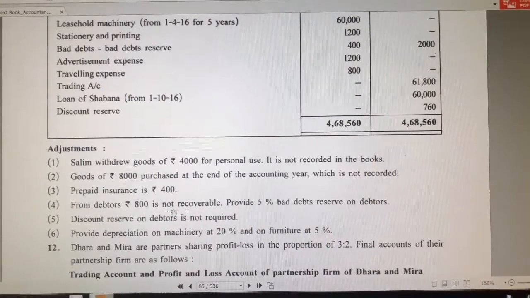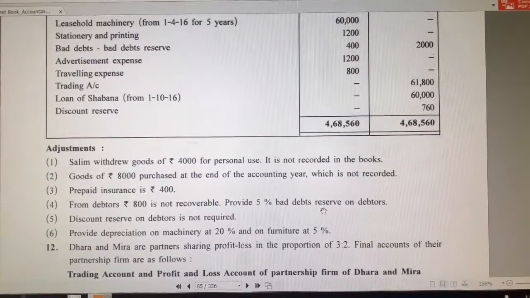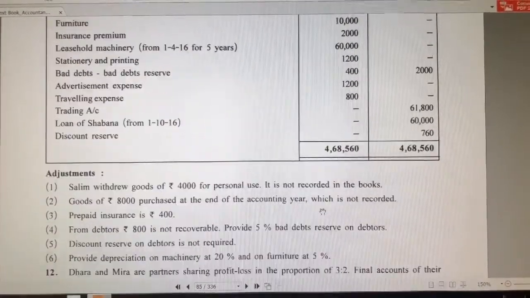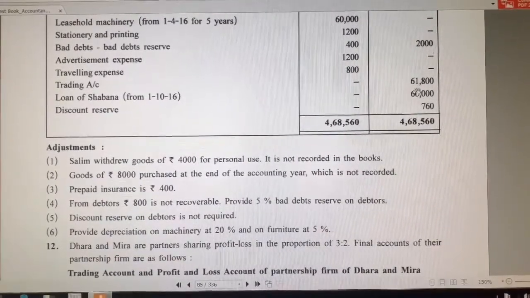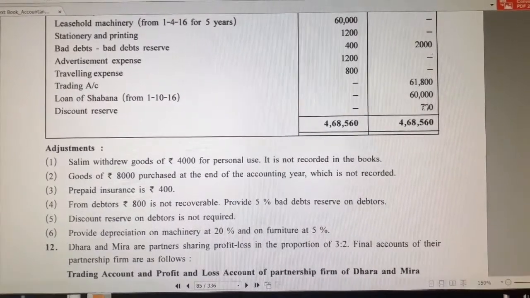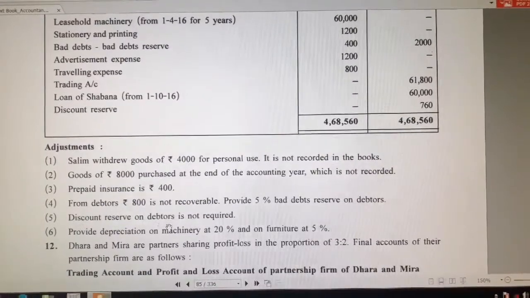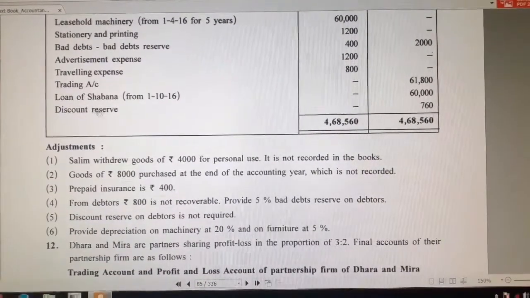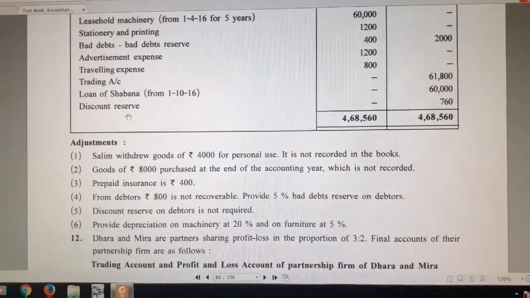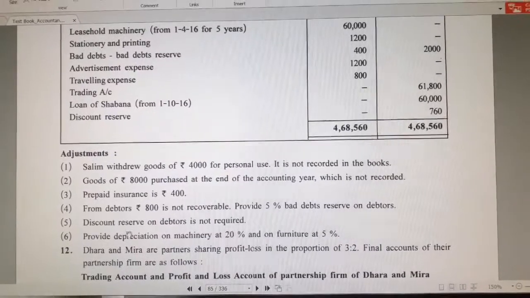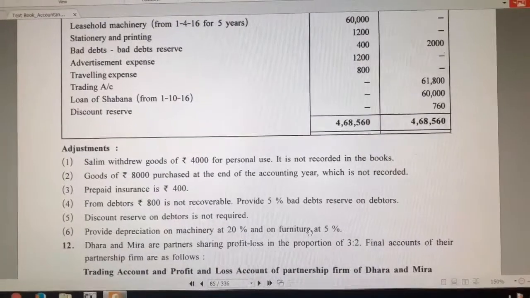From debtors 800 is not recoverable, and provide 5% bad debt reserve on debtors. So put the tick mark on debtors. Then after, discount reserve on debtors is not required. Now while going through the trial balance, we took the decision that minus from debtors, but here it is provided that discount reserve on debtors is not required. That means the created reserve is directly recorded to profit and loss account credit side. That's it, only a single effect. And then after, provide depreciation on machinery as well as furniture. Quickly move with the solution of the sum.